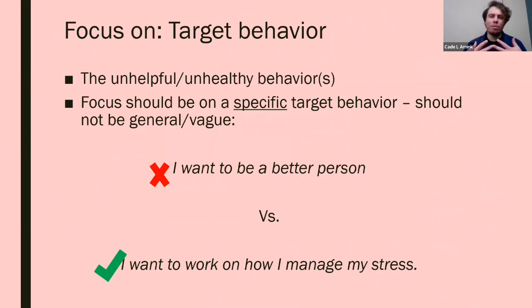And so for the purposes of MI, the target behavior should be an unhelpful behavior which the patient would like to change, but has not been able to change. So again, bringing in this idea of ambivalence. If the issue at hand isn't focused on this issue of ambivalence, MI might not be the best choice for that conversation.